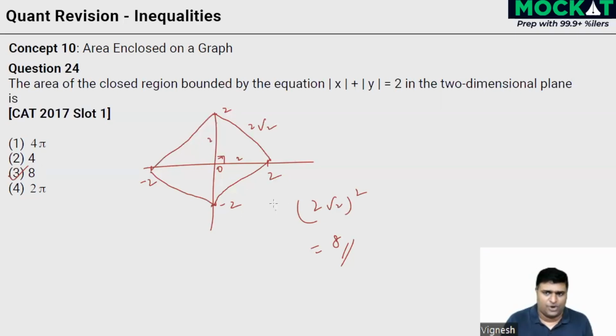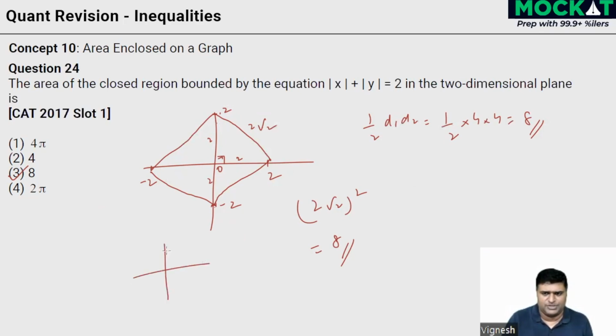You can also call this a rhombus, a square is also a rhombus. So this diagonal over here, 2 to minus 2, that's 4 units. This is also 4 units. Half d1 d2 is the area of a rhombus formula. So half into 4 into 4 will also get us 8. 8 becomes the answer over here.